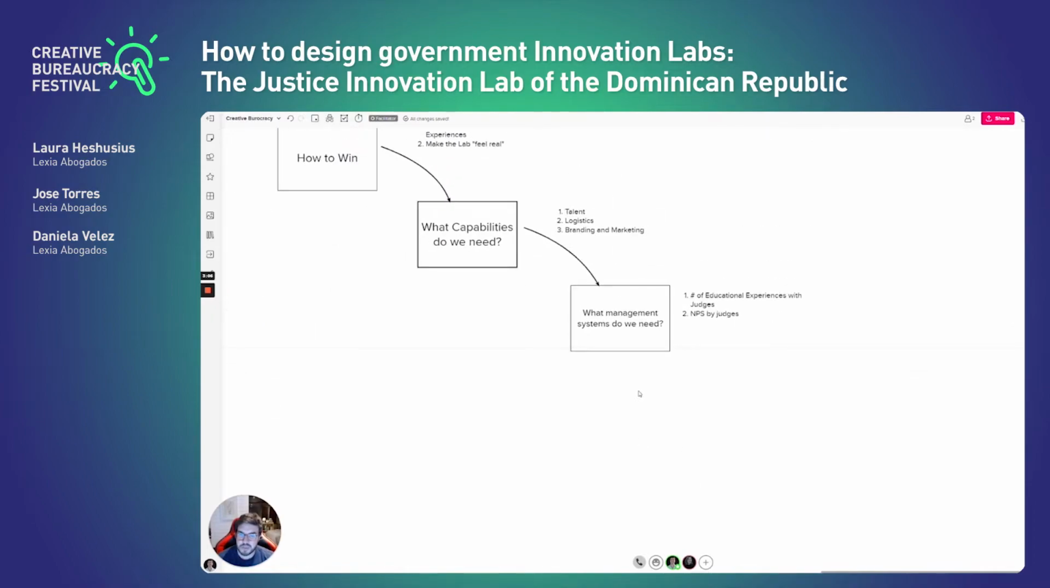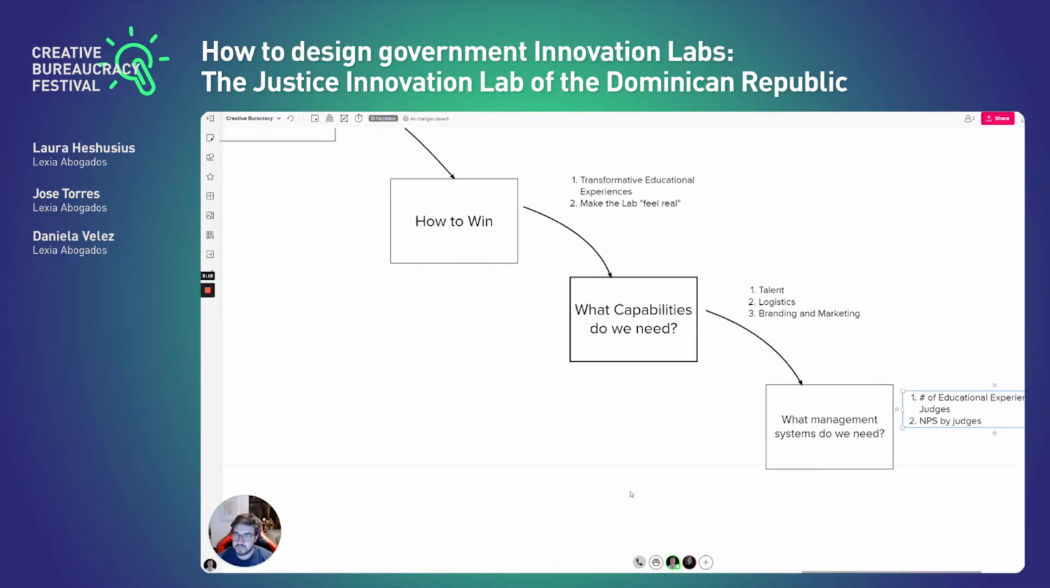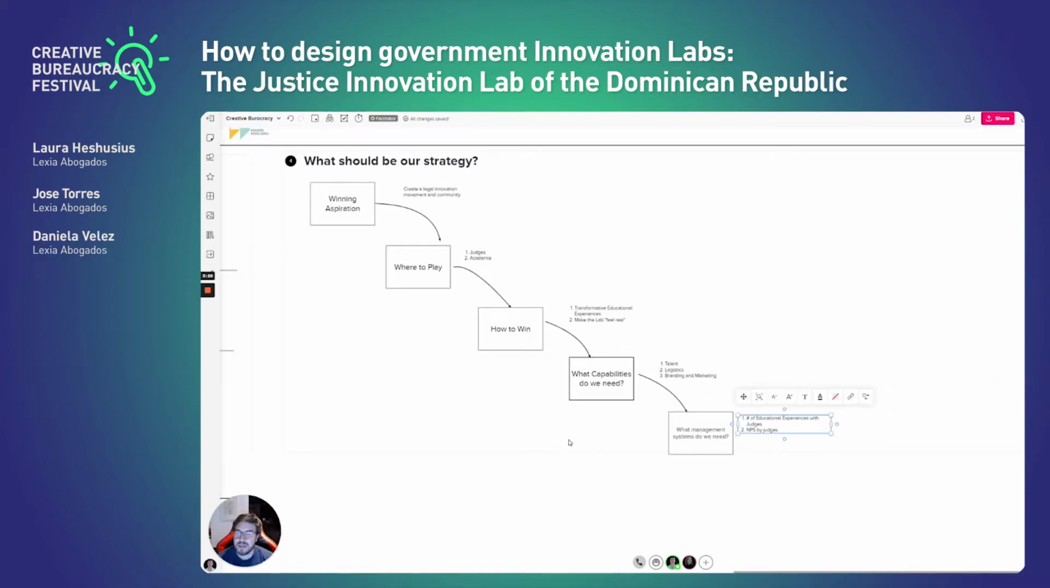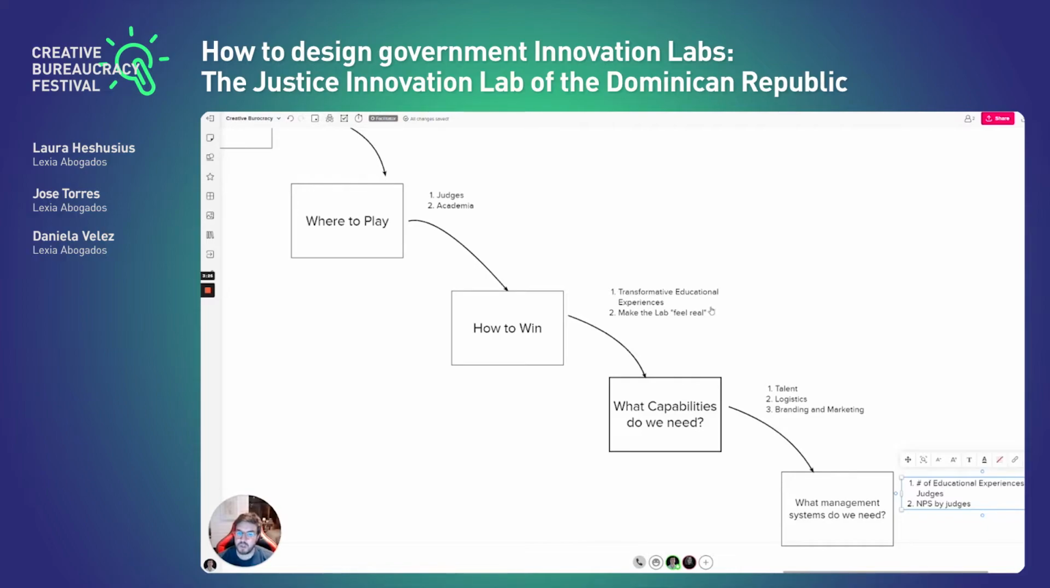And in terms of management systems, we needed to do a lot of educational experiences. And the other key indicator was a net promoter score by the judges. Judges had to be advocates of the lab. And this is what we did. Now we're going to show you how we won with the transformational educational experiences that tied the strategy together. And lastly, we're going to share with you some lessons learned from our experience that hopefully will help you create your own innovation labs.